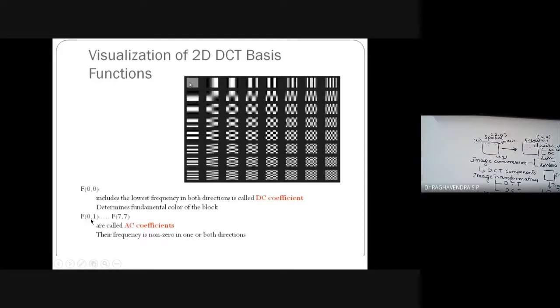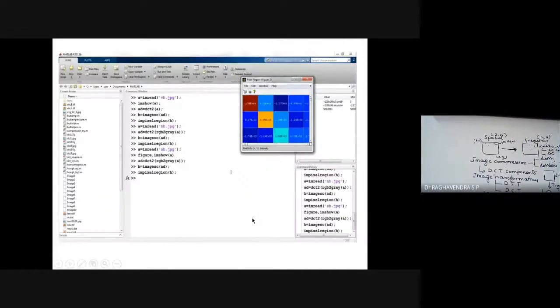Whereas if you consider f of 0 comma 1 to f of 7 comma 7, here you can notice the 2D pattern. Both the DC as well as AC components are equally distributed here. Now we shall implement these things using Matlab.